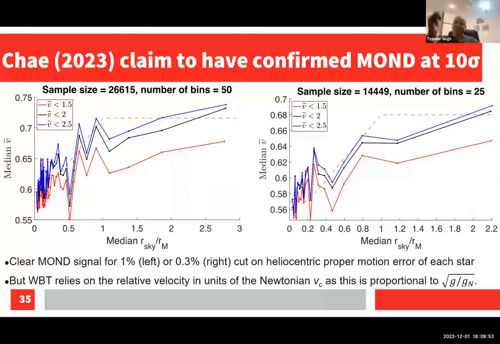Indranil, one minute, Indranil. Please let him finish. Go ahead. 1.5 is the upper cut, but most of the points have substantially higher values of velocity signal to noise, larger than 10 even.